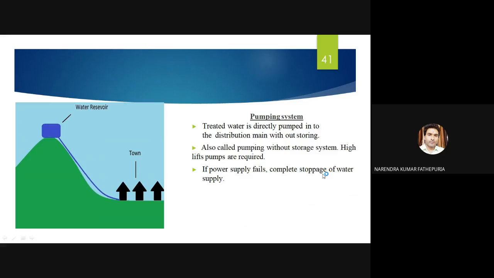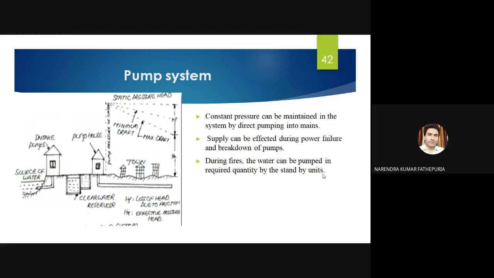The power supply will be from the grid, so disturbances and all that. Energy cost is also high. So here you see that this is the source of water supply, intake pumps, clear water reservoir. Water has to be supplied into the town, and because head losses are there, and static pressure head also we have to maintain, we need an intermediate pumping station here.